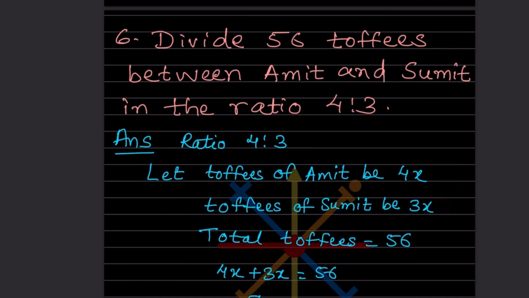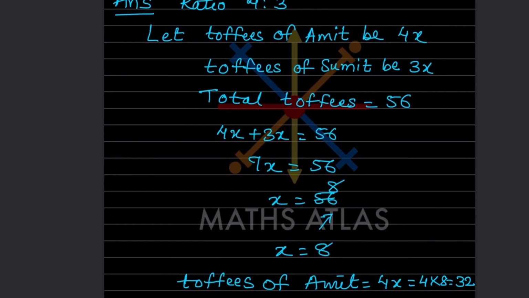And what did they say? Divide 56 trophies means the total trophies is 56. So now what will we do? We will add both. So 4x plus 3x is 56. So 7x is 56. So x is going to be what? This is multiplication, so it is going to get divided. So it is 56 divided by 7, that is 8. This is actually the division sign.